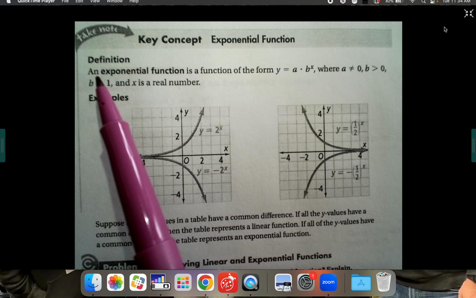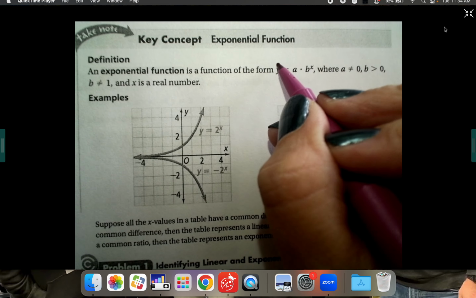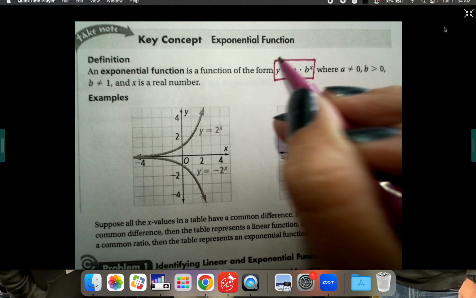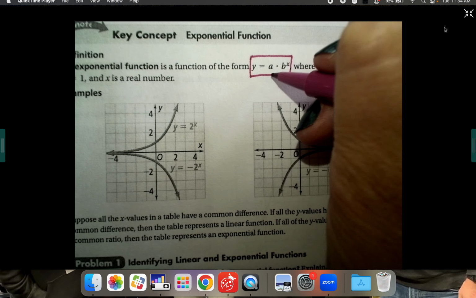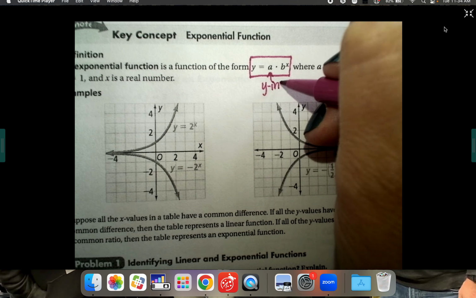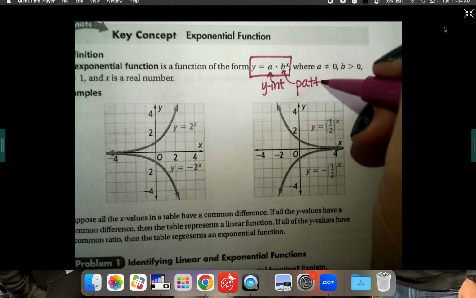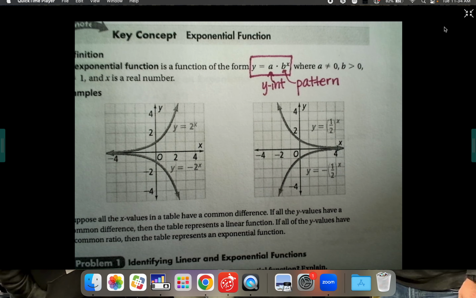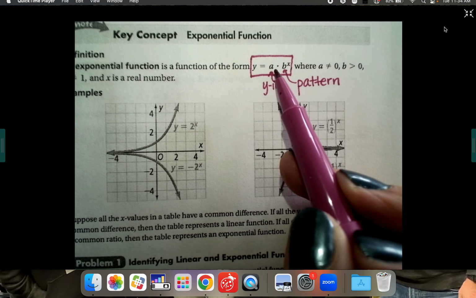So the definition of an exponential function is a function in the form y equals a times b to the x power. So a is going to end up representing your y-intercept, and b is going to be, I'm just going to call it the pattern for now. We're going to see how that works here in a little bit, but y always stays y and x always stays x. So these are going to end up being different numbers.